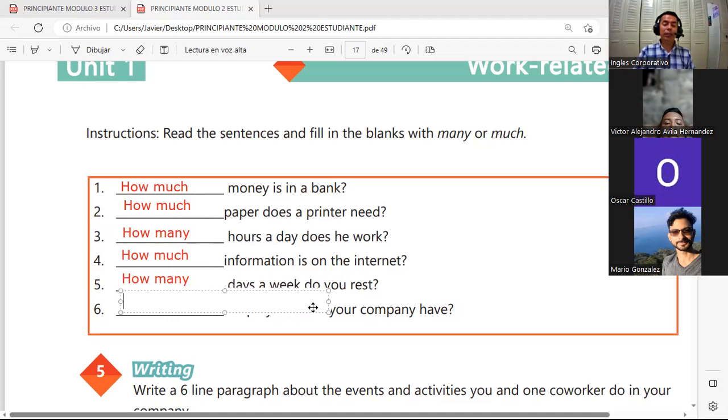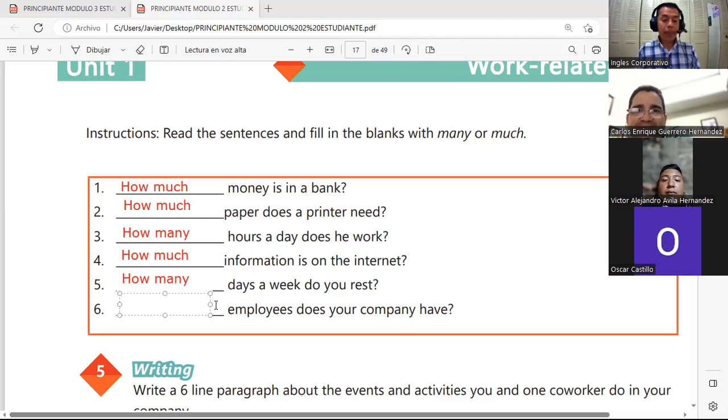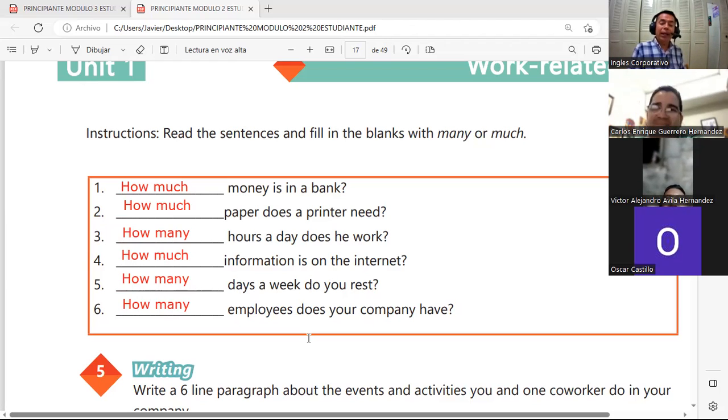Here the case is employees. Empleado, right? Employees. Let me see. Carlos Enrique. How many or how much? How much? How many? Okay, very good. Sí, yo me estaba probando, Carlos Enrique, me estaba probando, sí. Employees. Why? Employees are countable, right? You can say one employee, two employees. For example, Carlos Enrique, in your company, how many employees do you have? How many? 1,500 employees. Big company, right? Excelentoso. Okay. Now, do you understand the use of how much and how many?